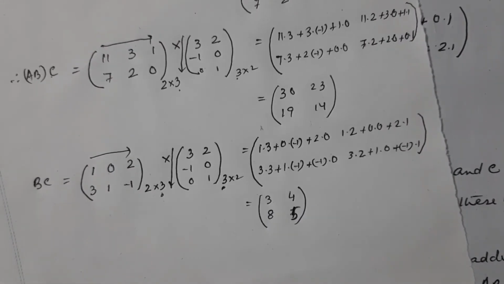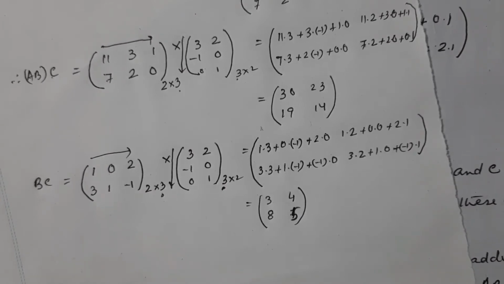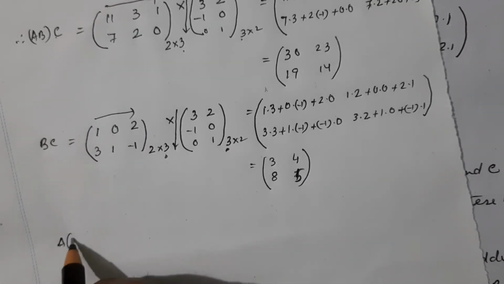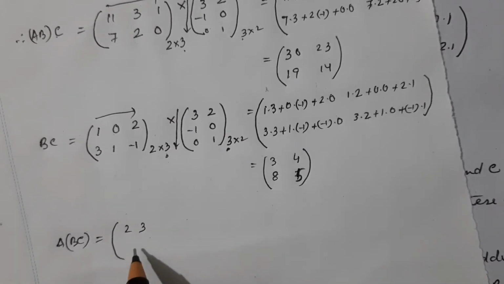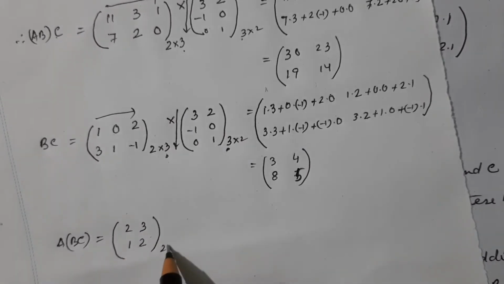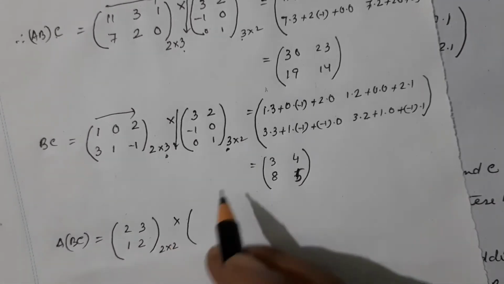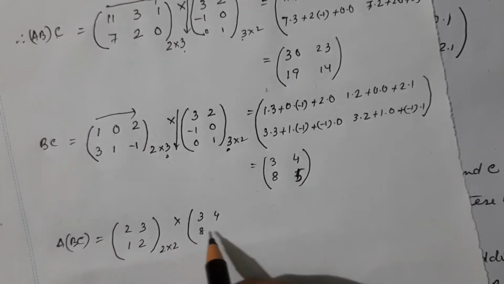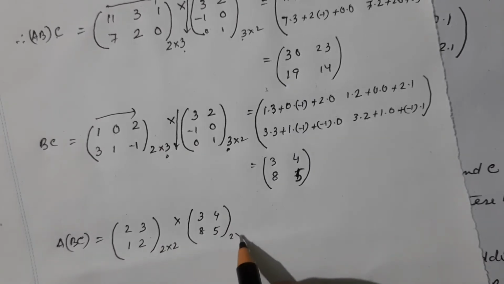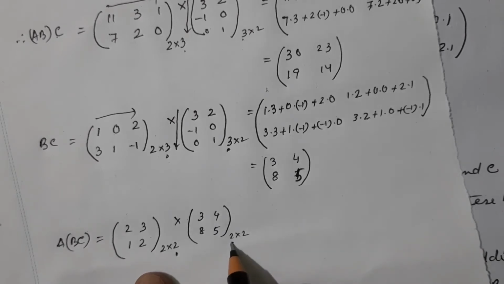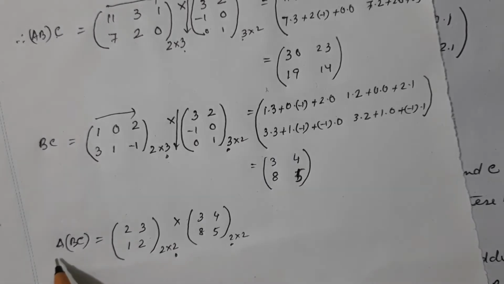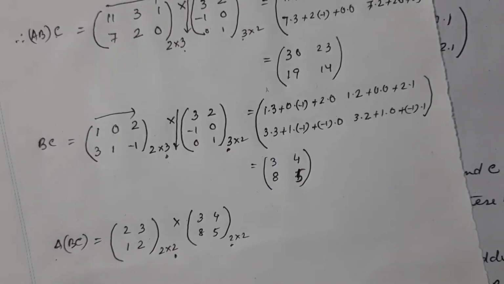Okay. Next, A into BC. A matrix is 2, 3, 1, 2. This is a matrix of 2 cross 2. And BC is the matrix 3, 4, 8, 5. This is a matrix of 2 cross 2. Here the number of columns of the first matrix is equal to the number of rows of the second matrix. So these two matrices, A and BC, are conformable for multiplication.